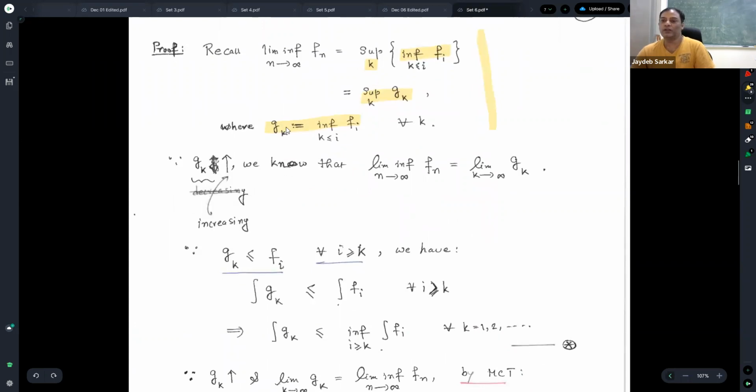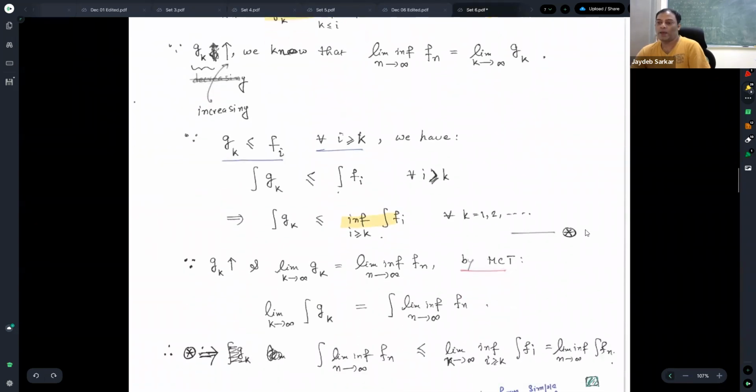One more time, if you look at the definition, gk is the infimum of Fi for i larger than or equal to k. So in particular, gk is smaller than or equal to Fi for all i larger than or equal to k. Then we use this inequality: if this is less than this, then the integration is less than this. So the integration of gk is less than or equal to the integration of Fi. Since this is true for all i larger than or equal to k, the infimum of the right hand side is also going to dominate the integration of gk. Let's keep it as star.